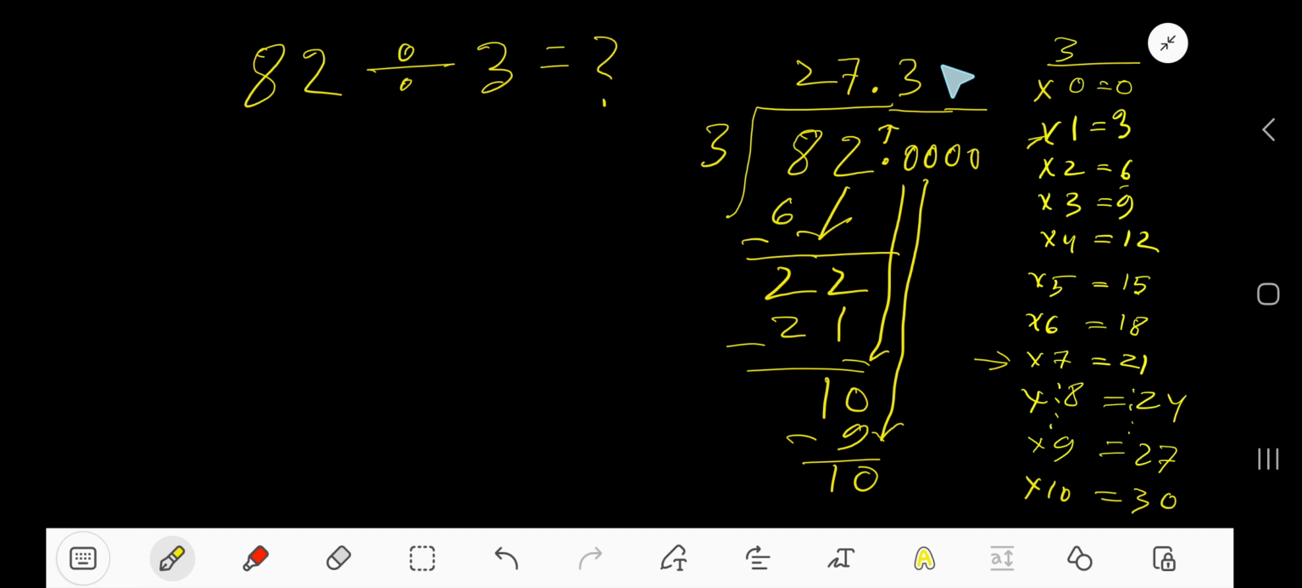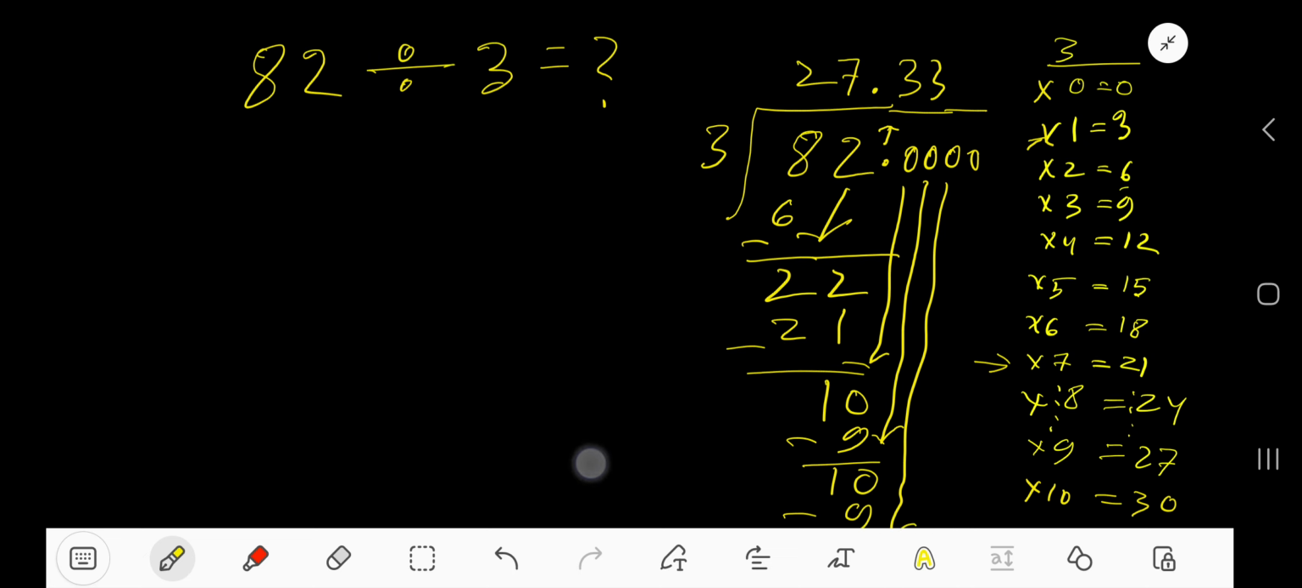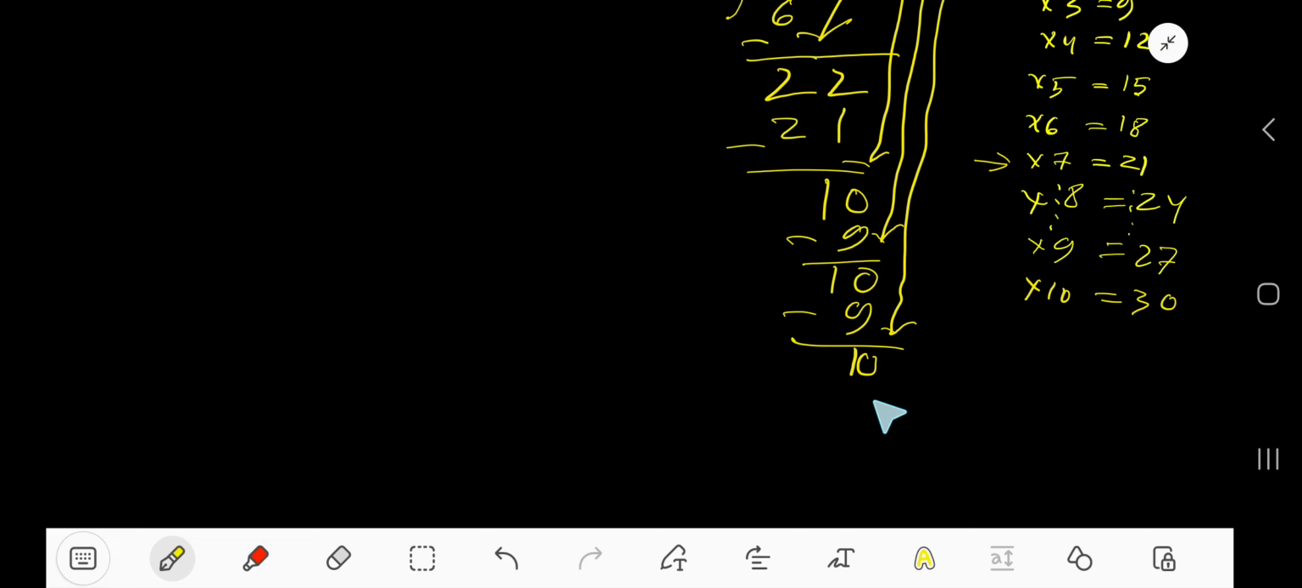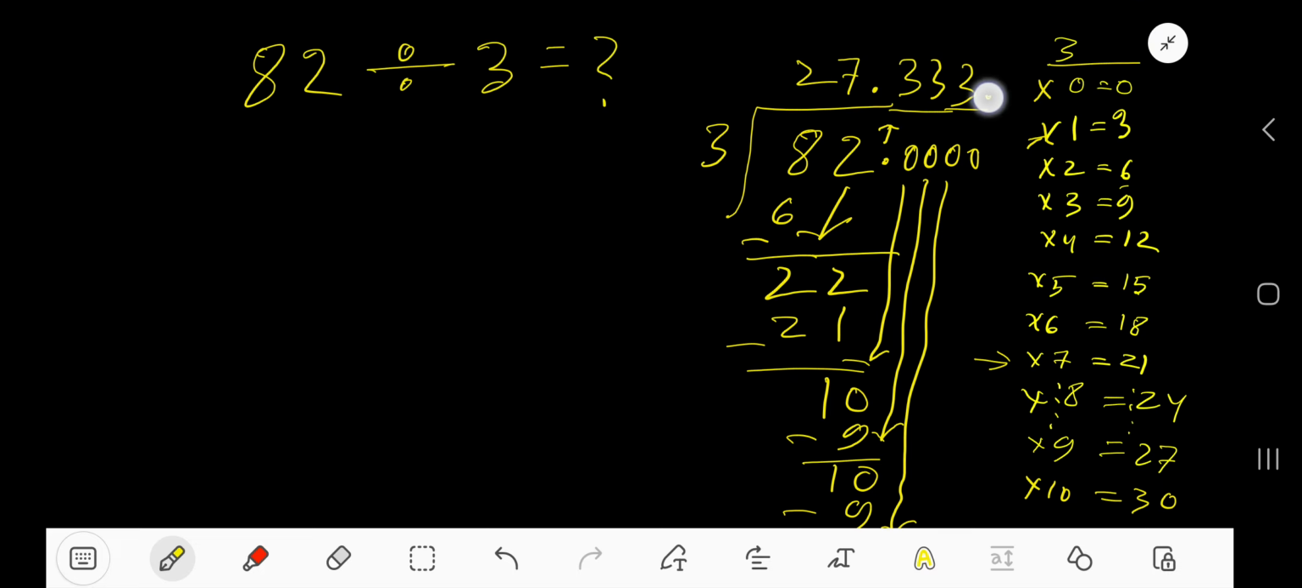3 goes into 10 how many times? 3 times. 3 times 3 is 9, subtract, 1, bring down this 0. Again 3 goes into 10, 3 times. 3 times 3 is 9, subtract 1. So now place 3 dot here to mean that this process is continuing.